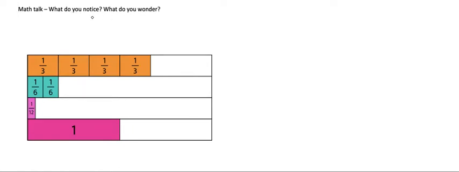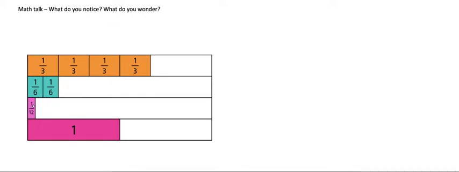What do you notice? Well, I can say what I noticed. I see the unit fraction 1/3, but I see it 1, 2, 3, 4 times. So I see 1/3, 2/3, 3/3, 4/3. On this next row, I see the unit fraction 1/6, but I see it twice. So that's 1/6, 2/6.